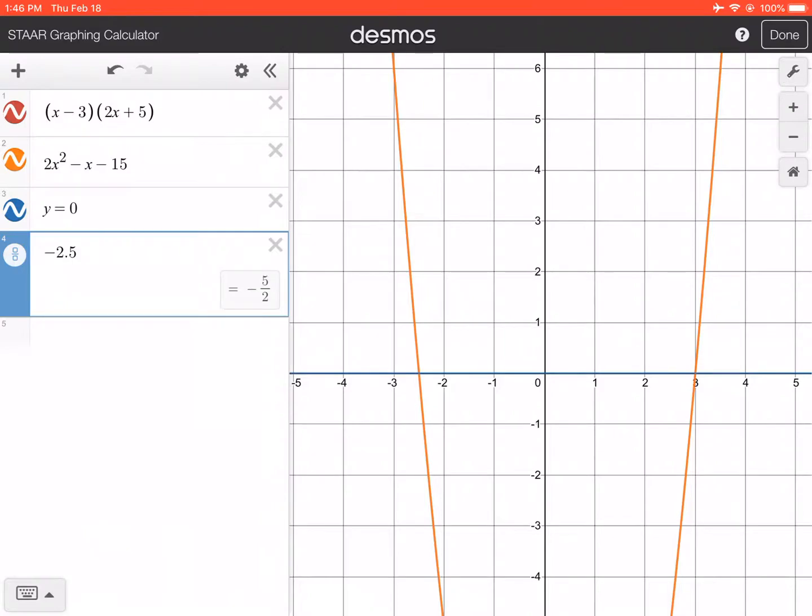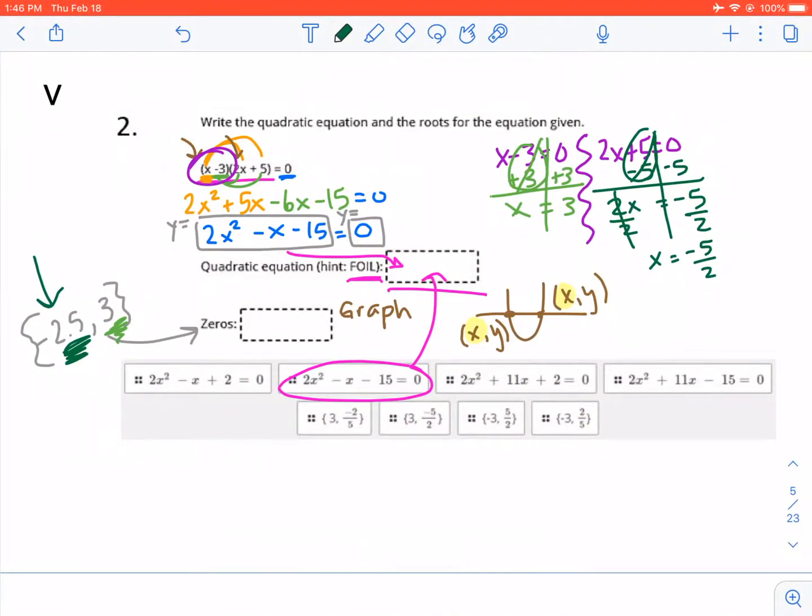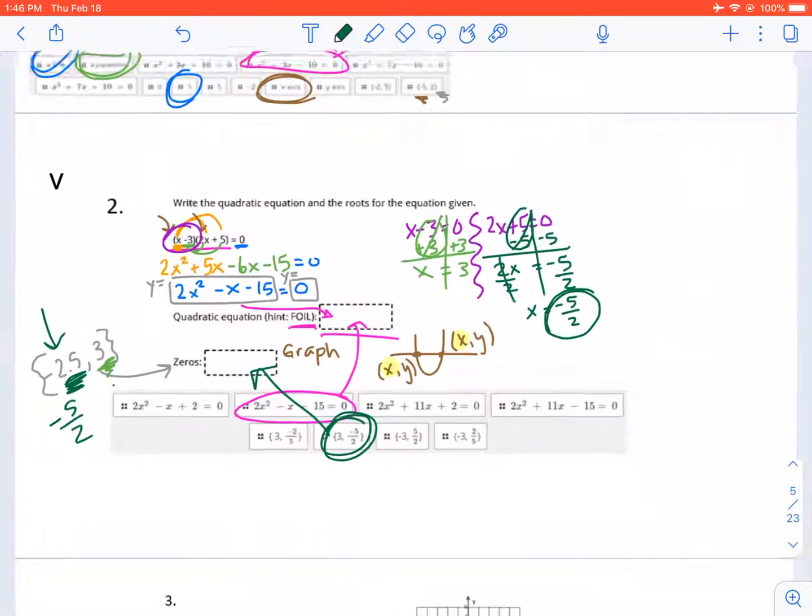And now you can see negative 5 over 2, and negative 5 over 2 is the same thing that I got whenever I did it by hand. So we're looking for a positive 3 and a negative 5 over 2. And I just have mine in a reverse order from what is offered in the answer choices. Usually the answers will be in order from least to greatest, but it doesn't really matter. This is the one that would go right here for Schoology question number 2.